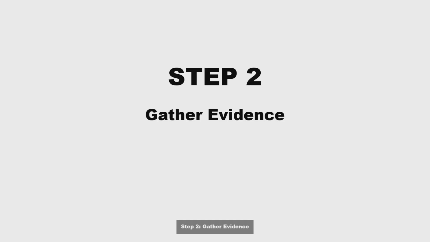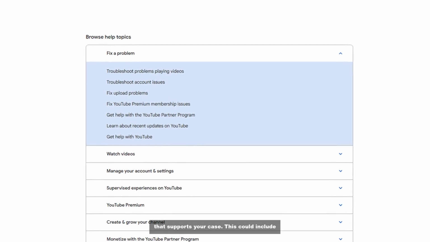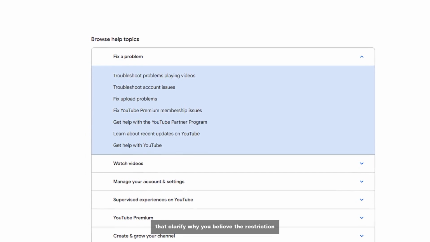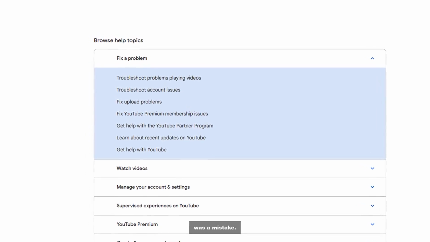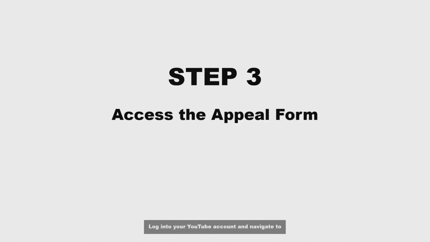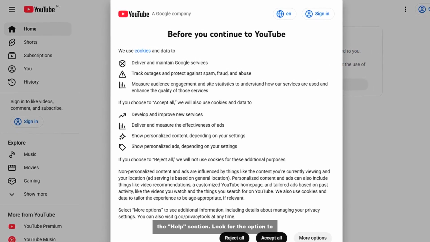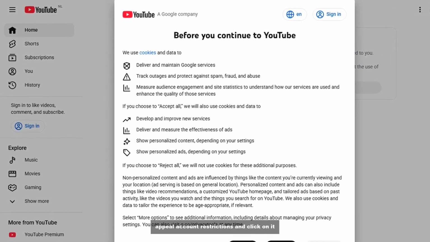Step 2. Gather evidence. Collect any relevant information or evidence that supports your case. This could include screenshots, video links, or explanations that clarify why you believe the restriction was a mistake. Step 3. Access the appeal form. Log into your YouTube account and navigate to the Help section. Look for the option to appeal account restrictions and click on it to access the appeal form.